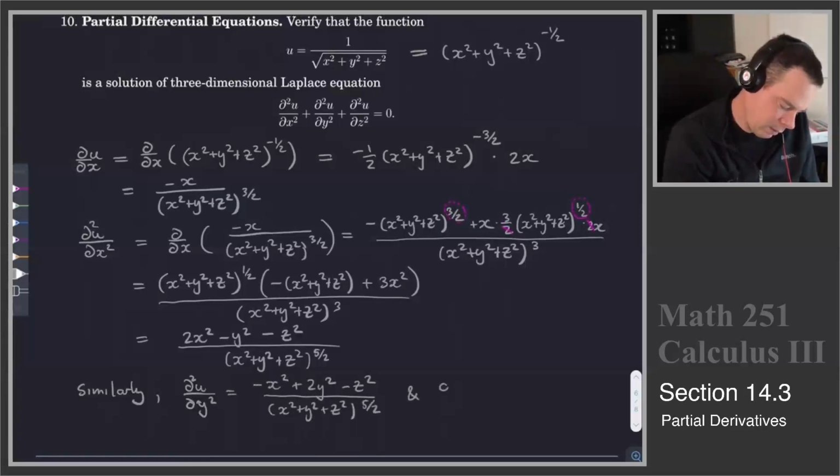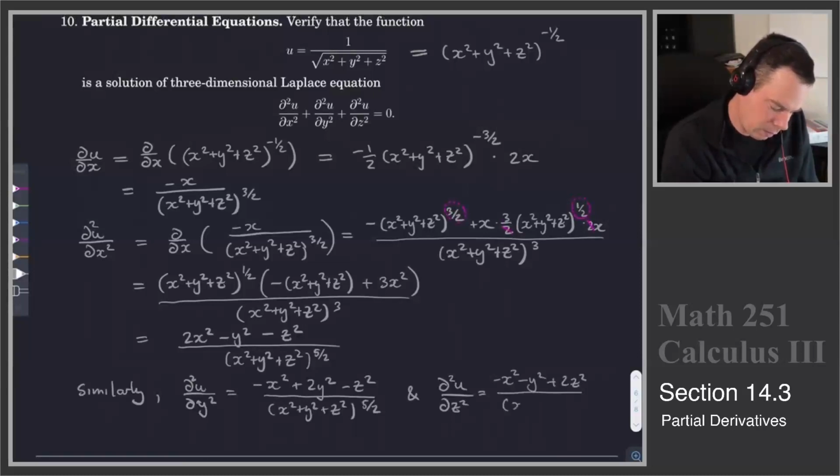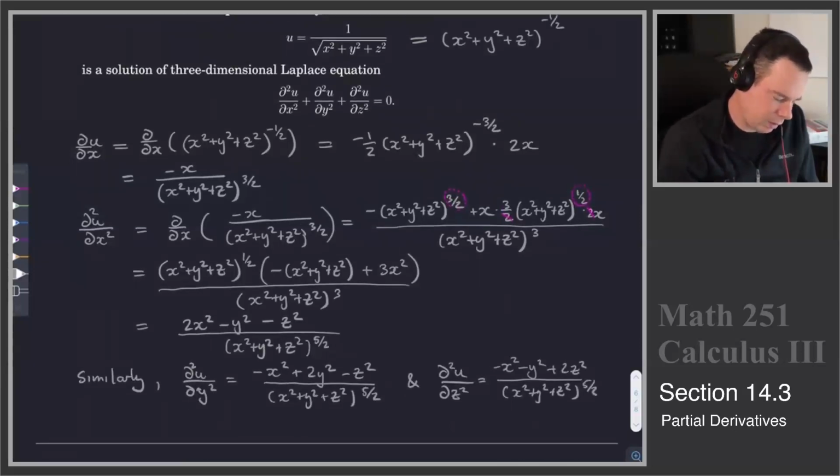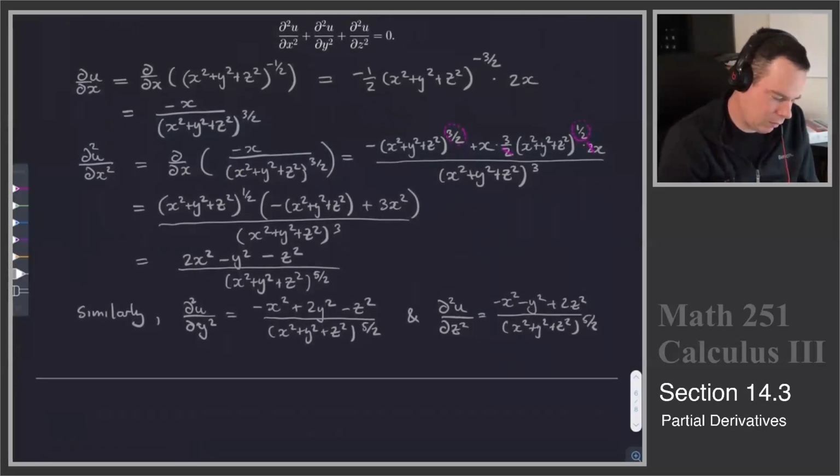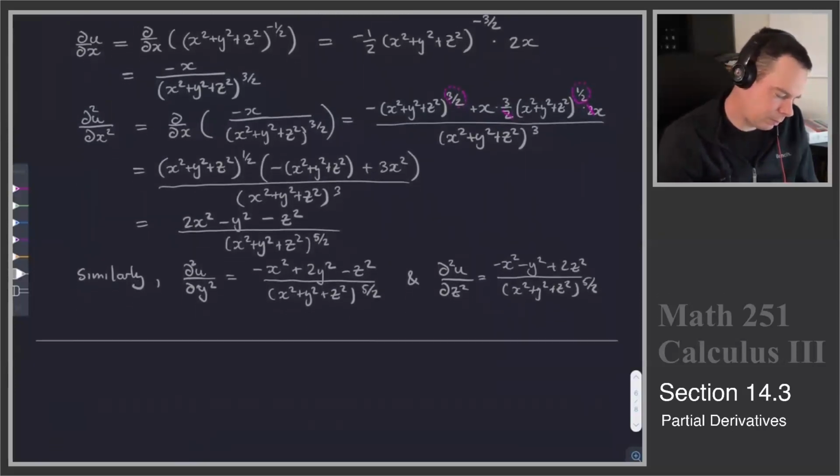And the second derivative with respect to z is going to be the same thing, except now it's the z that has the 2 in front of it. So minus x squared minus y squared plus 2z squared all over x squared plus y squared plus z squared to the 5/2. So in other words, we noticed some similarity, some symmetry here, so we could save ourselves some calculation. And therefore, we've now got our partial derivatives all expressed.